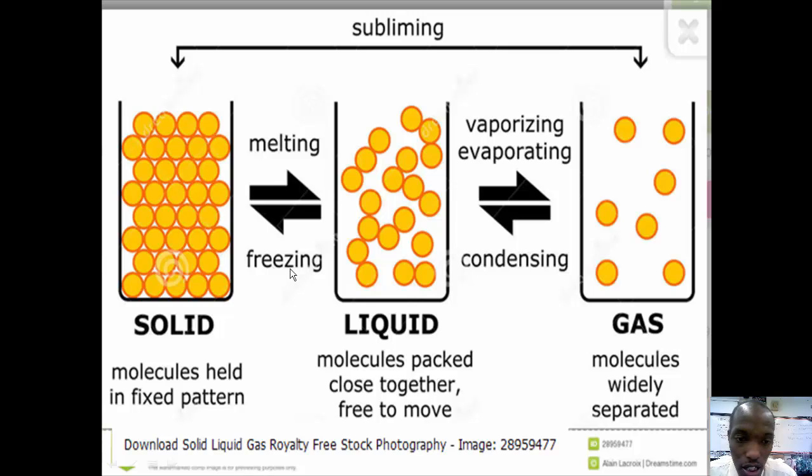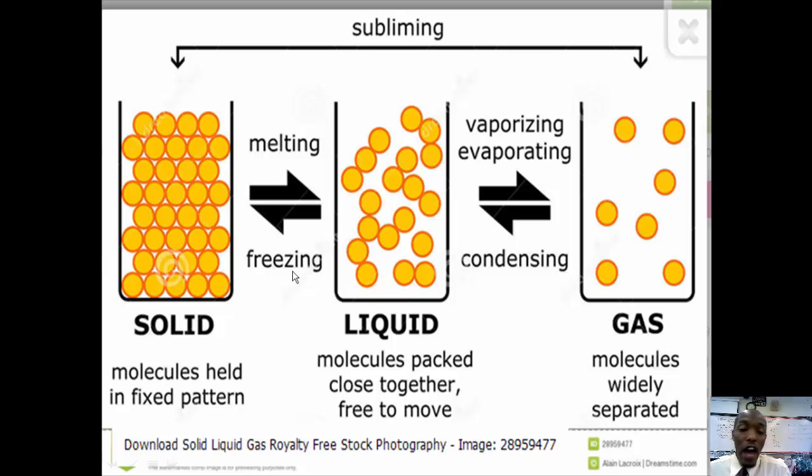We can also go from a gas to a solid, or from a solid to a gas, and that's called subliming. Alright, so again, when we go from a solid to a liquid, it melts. A liquid to a gas, it evaporates. So this is temperatures increasing, and this is temperatures decreasing: from a gas to a liquid, condensing, and from a liquid to a solid, freezing.